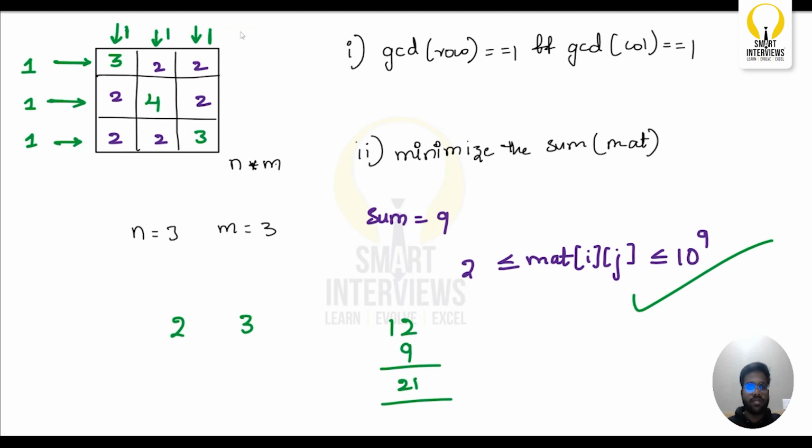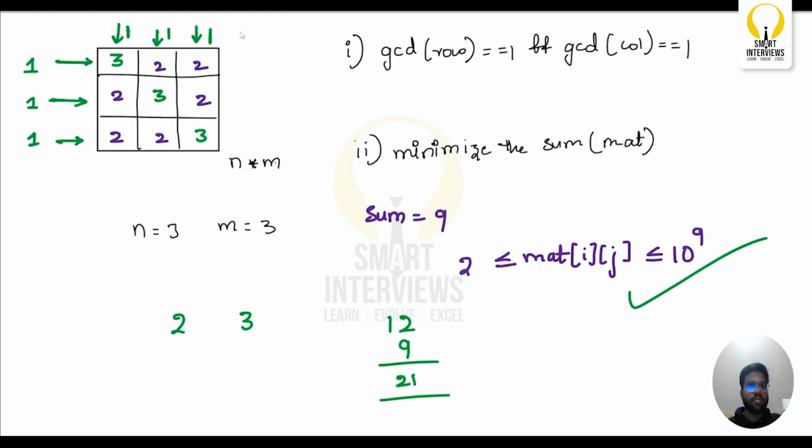Now what is the value of 22, which is greater than this? What do we need to do? We need to minimize the sum of the matrix. So that is the reason why we took only 3's and 2's in my matrix. Okay, so what will I do? What is the observation that we have come up with over here?